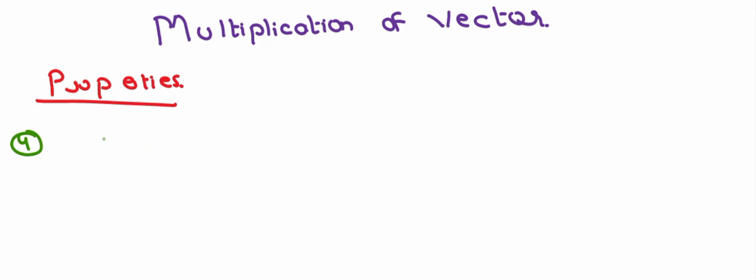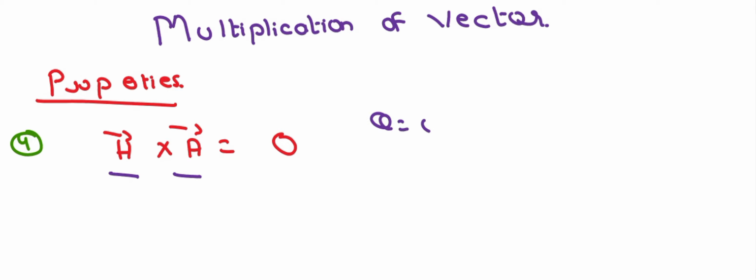That is the self cross product. If we multiply a vector by itself, the answer would be 0 here. Why? Because the angle between the A vector and the A vector is nothing but 0 degrees, and sine 0 is equal to 0. So that's why the self cross product of a vector is equal to 0.